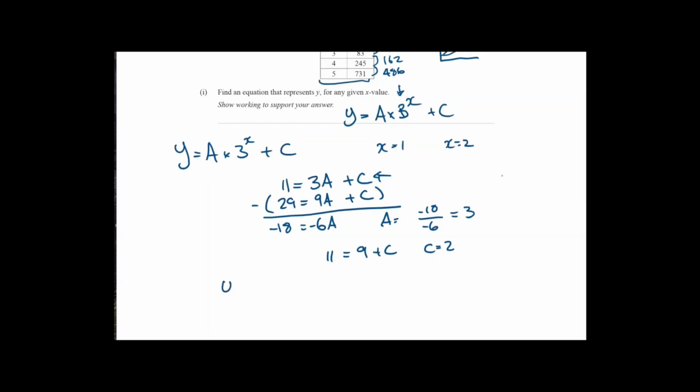So we know that y is going to be equal to 3 times 3^x plus 2. But you can't really leave this 3 there. If these are the same numbers here, we could rewrite that as 3 to the power of x plus 1. So 3 to the power of 1 times 3 to the power of x, if you remember your indices, is going to be 3 to the power of x plus 1. And here is our final answer.